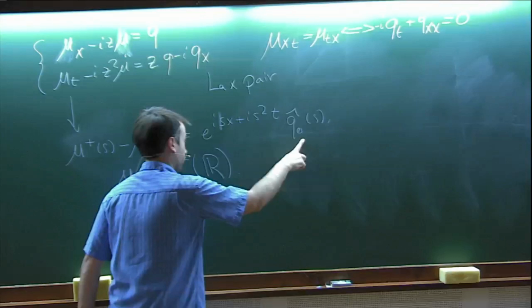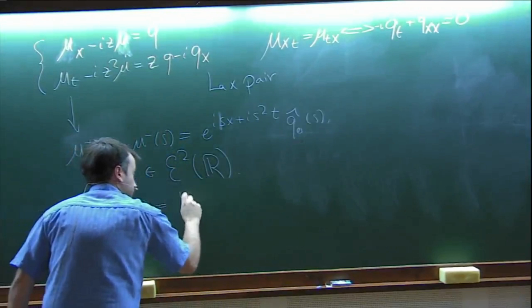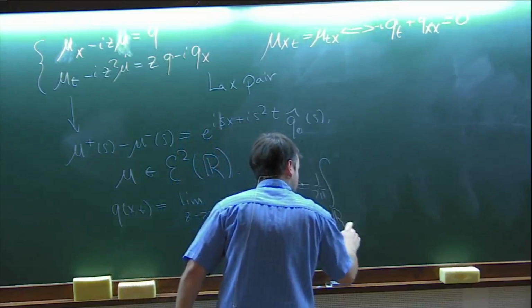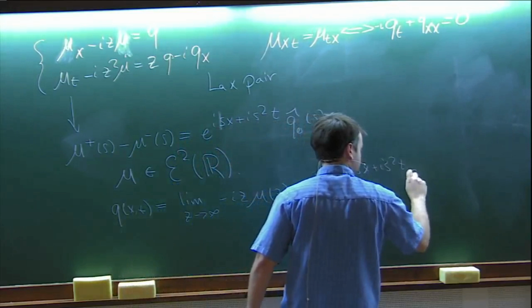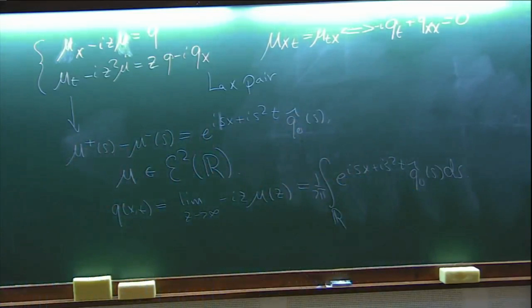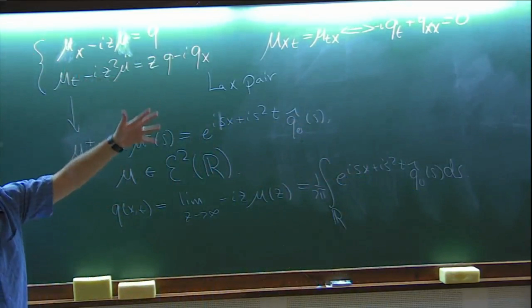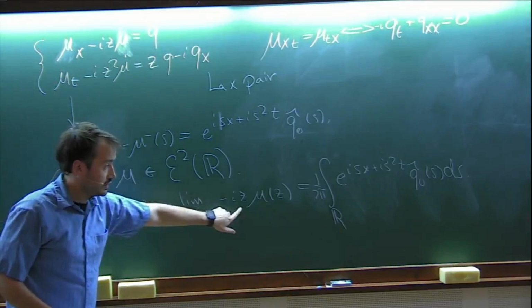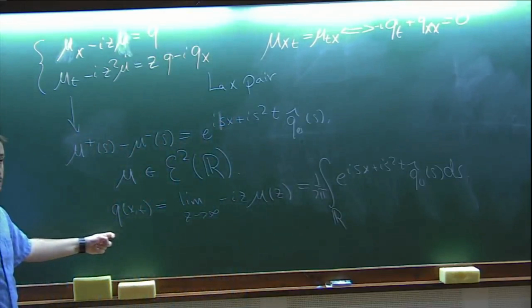With some additional decay assumptions on your Fourier transform, you find that the solution of the PDE is given by this formula, plus i s squared t. So what you're doing is using a Lax pair, which I've hidden in the nonlinear setting, to derive a Riemann-Hilbert problem. I already did this step. Then you solve the Riemann-Hilbert problem, take a large z limit, and recover an integral. That integral gives you your solution. That's exactly what's going on here.